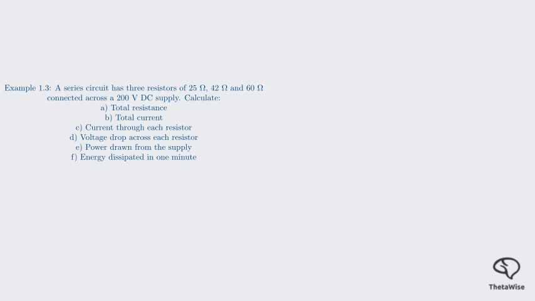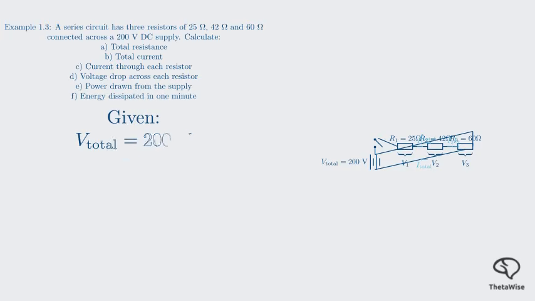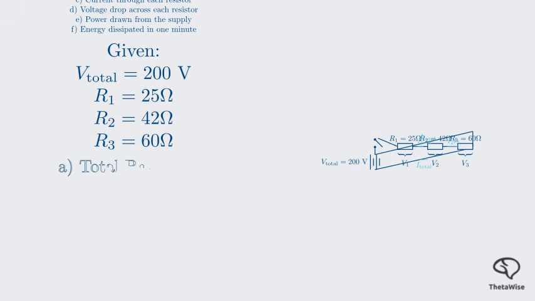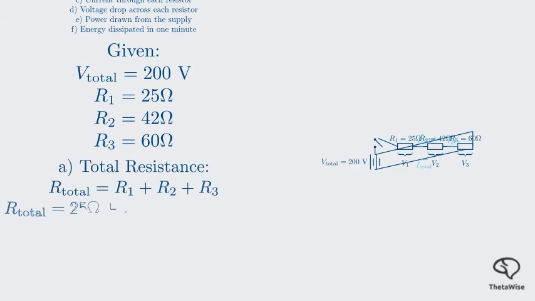Let's start by drawing a labeled circuit diagram. Drawing this diagram helps organize the problem and visualize the components and known values. Now, let's list our given values to keep everything clear. Let's tackle each part of the problem. First, the total resistance. We use our new series formula. The total resistance is the sum of the three resistors, which gives us 127 ohms.